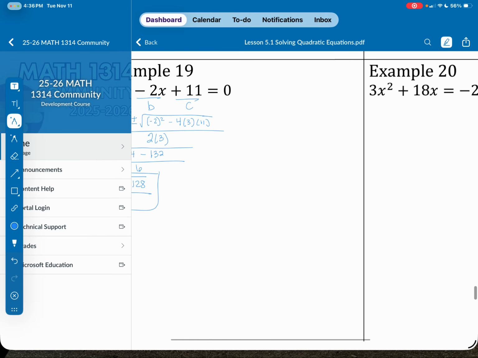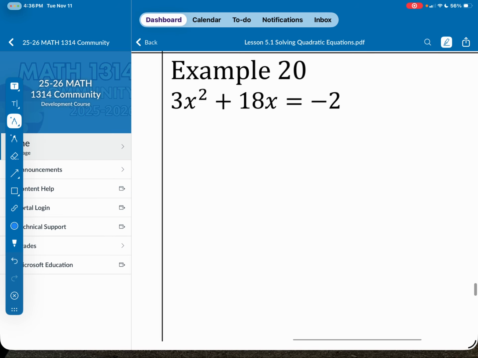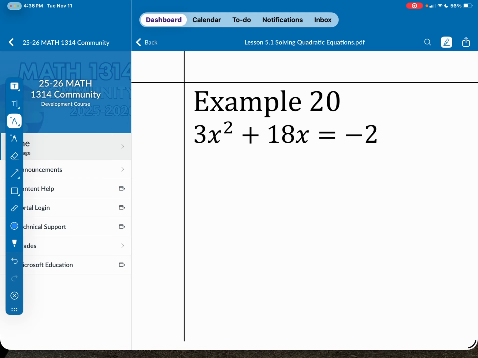Okay. All right. Example 20, last one on this page. Now, the negative 2 is not on the same side as the other stuff. Okay. So we need to move it over. So we're going to add 2 to both sides. And we get 3x squared plus 18x plus 2. So 3 is your A, 18 is your B, and 2 is your C.